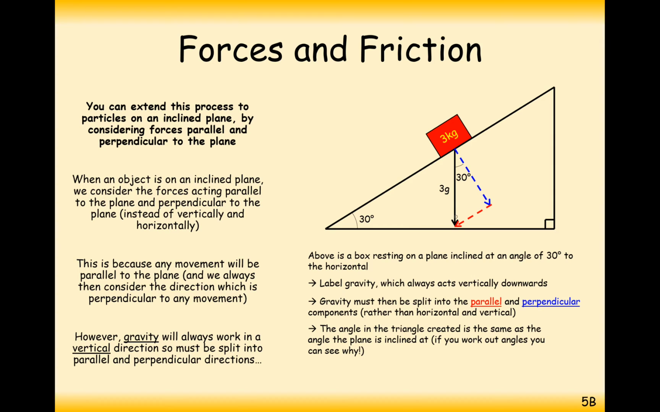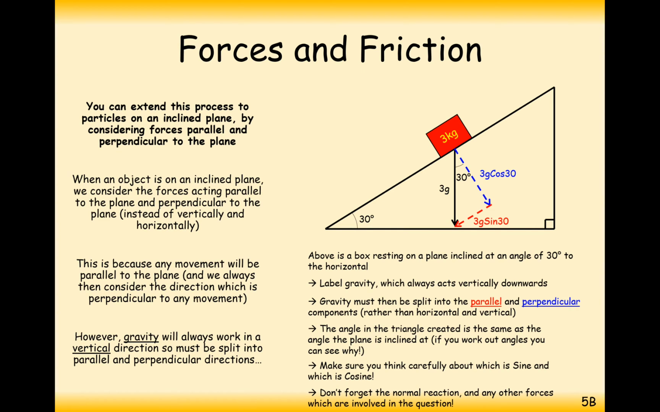So let's start to now resolve the forces using this right angle triangle here to work out the blue force and the red force. Ultimately, the red force would be the force pulling this particle down the slope. So in this case here, we're going to have 3g cos 30, cos because this is adjacent to the 30-degree angle here, and 3g sin 30 because this length here is opposite the 30-degree angle here. So the force that's going to be acting down the slope then is going to be this 3g sin 30 force.